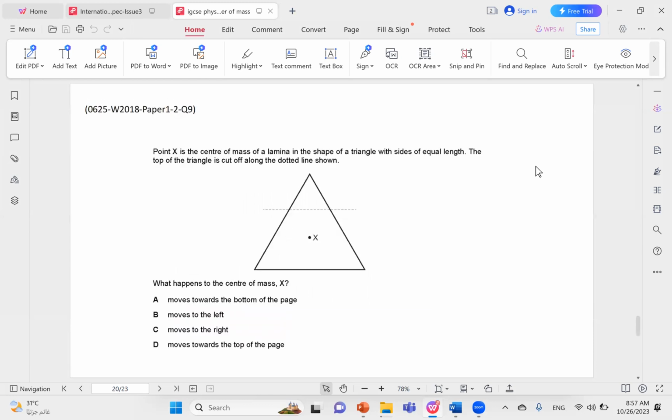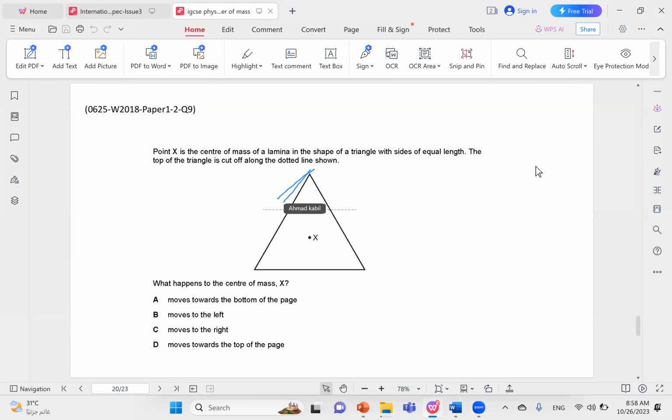Moving on, point X is the center of mass of a lamina in the shape of a triangle with sides of equal length. The top of the triangle is cut off along the dotted line. What happens to the center of mass X? So the center of mass is basically like the average of where the mass is distributed along the shape. So with the whole triangle there, the center of mass is at X.